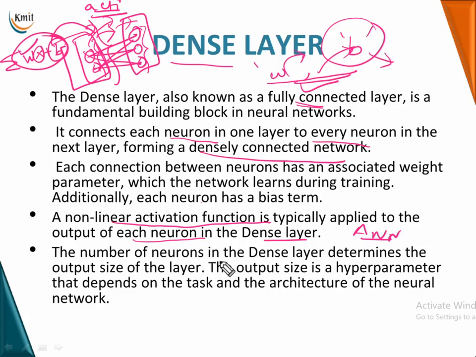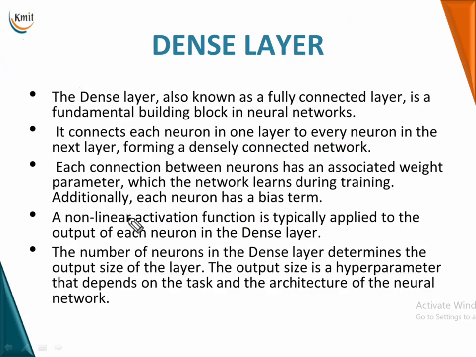The number of neurons in the dense layer determines the output size of the layer, and the output size is a hyperparameter which depends on the task and the architecture of the neural network. So based on what type of output you require, you decide how many neurons you are going to put inside your dense layer. I hope you are clear with this.